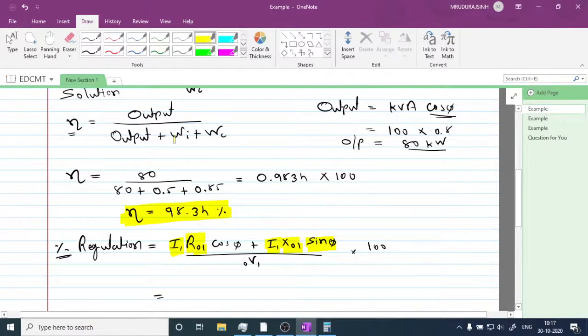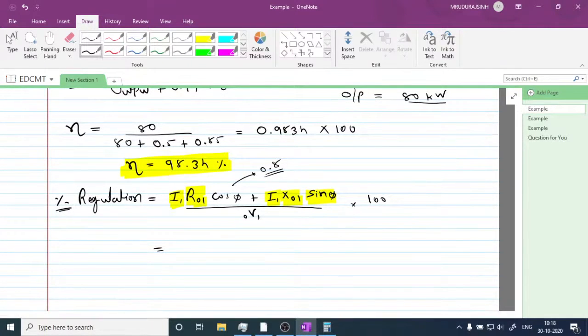because cos phi is given to us, that is 0.8. This quantity is known to us, 0.8 lagging power factor. So from this we can calculate sin phi, and V01 is the primary voltage. The quantities which are marked with yellow marker, those quantities we need to calculate.